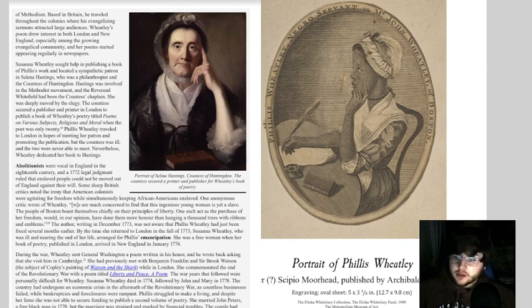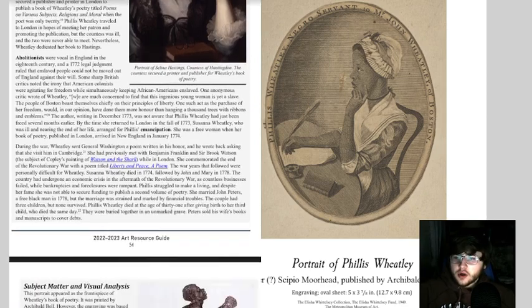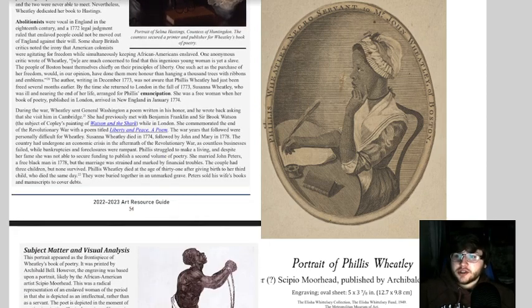By the time she returned to London in the fall of 1773, Susanna Wheatley, who was ill and nearing the end of her life, arranged for Phillis's emancipation. She was a free woman when her book of poetry, published in London, arrived in New England in January of 1774. During the war, Phillis sent General Washington a poem written in his honor, and he wrote back asking that she visit him in Cambridge.